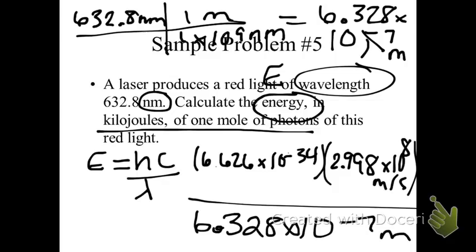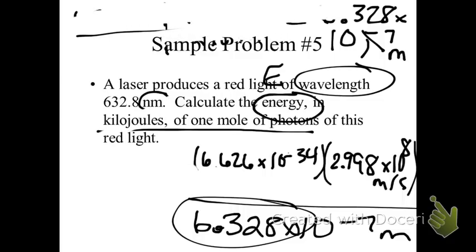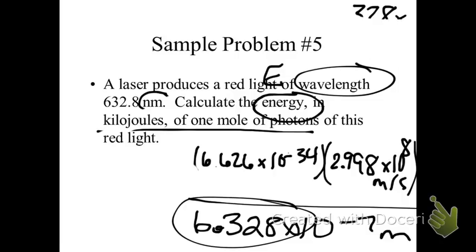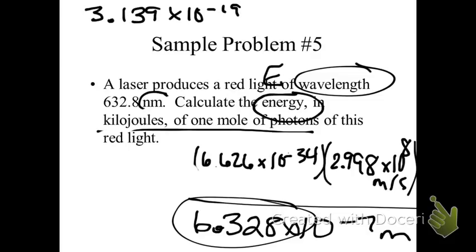Now plug all of that into your calculator and do sig figs, keeping in mind that both H and C are constants that will not be considered for sig figs. That leaves solely the wavelength, which has 4 sig figs, so you're going to want 4 sig figs in your answer. And the answer that I got was 3.139 times 10 to the negative 19th. So 3.139 times 10 to the negative 19th joules per photon.